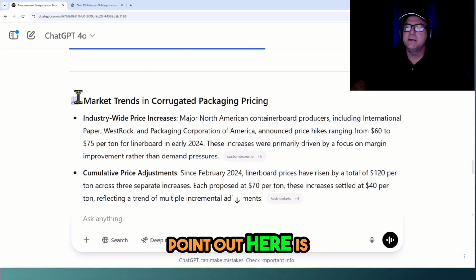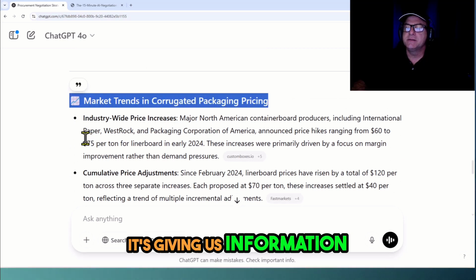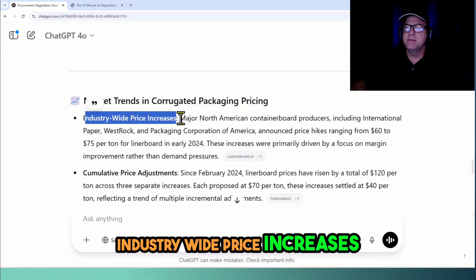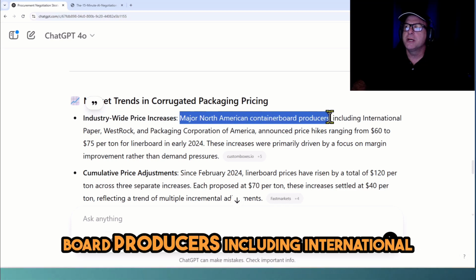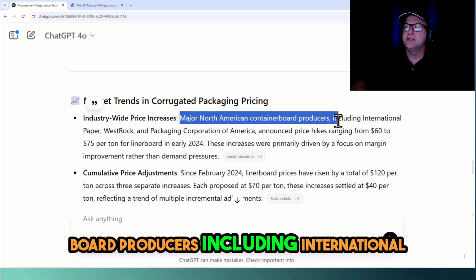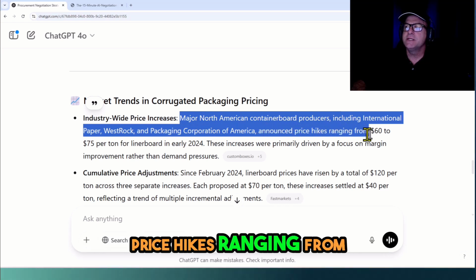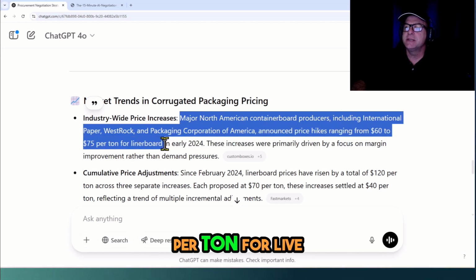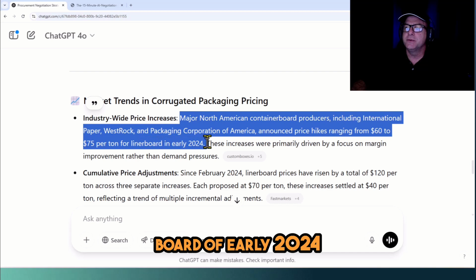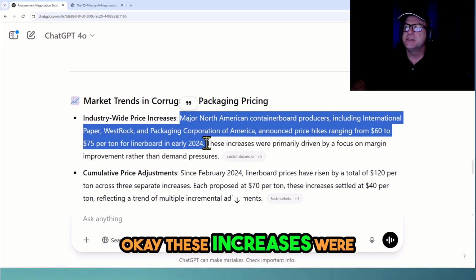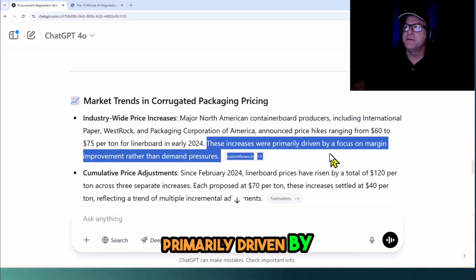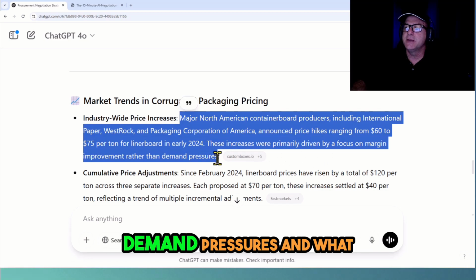What I want to point out here is it's giving us information. Industry-wide price increases: major North American containerboard producers, including International Paper, WestRock, and Packaging Corporation of America, announced price hikes ranging from $60 to $75 per ton for linerboard as of early 2024. These increases were primarily driven by a focus on margin improvement rather than demand pressures.